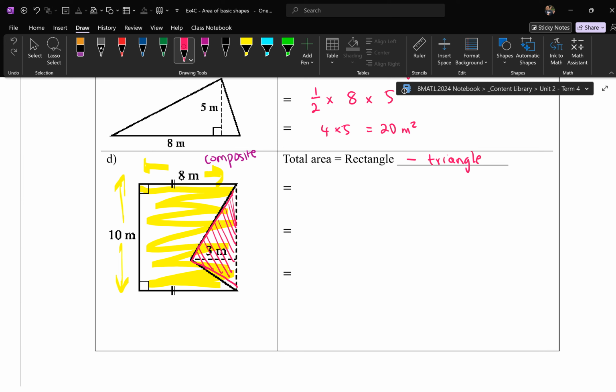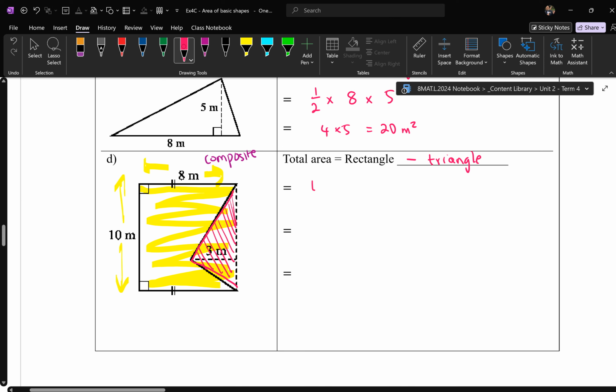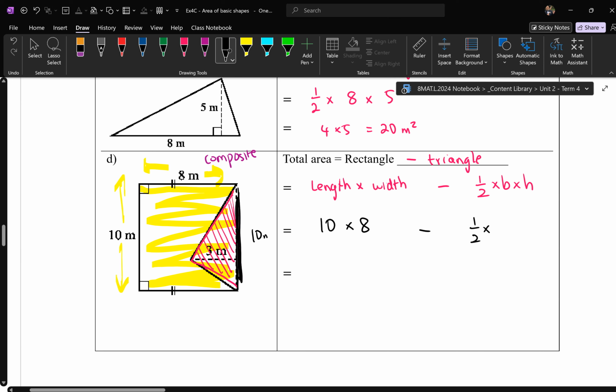So area of a rectangle, which we know is length times width. So length times width, that's for the rectangle. Minusing the area of a triangle, which is half times base times height, right? So here we're going to put it all together. We say, well, length is equal to 10 times width, which is 8. Minus half times base, which is, so this is your base. So look at your triangle, tilt your head. This is your base. We know that's 10 meters. And the height, if you look at it carefully, the height is clearly 3.